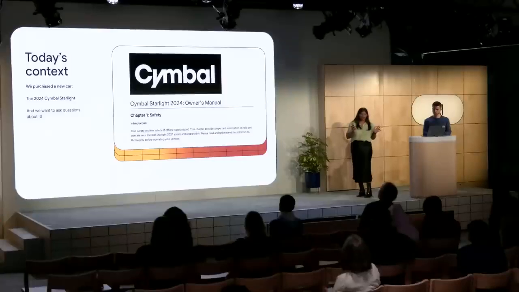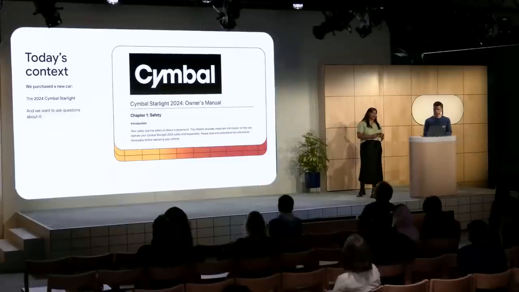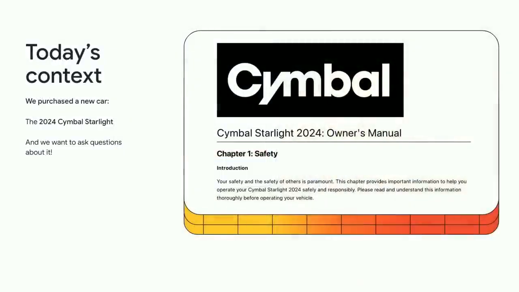Over the next few minutes, we'll now witness how Gemini 1.5 Pro can be used to perform RAG. Today, let's imagine we purchased a new car. It's the 2024 Symbol Starlight, a modern vehicle, and we want to ask some questions about it.